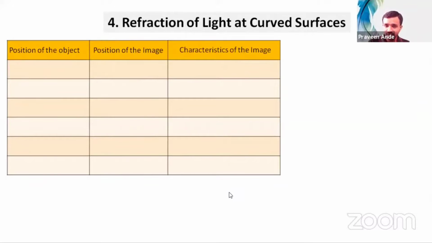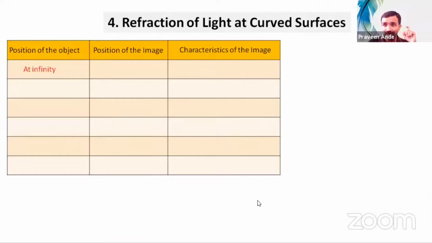Right, here, what is the first position we have selected? That is at infinity. If you want to see that in your textbook, it is given at the end of your lesson, after "what we have learnt". Look at that in your textbooks. Okay, so the object is placed at infinity. Where do you get the image formed by a convex lens?